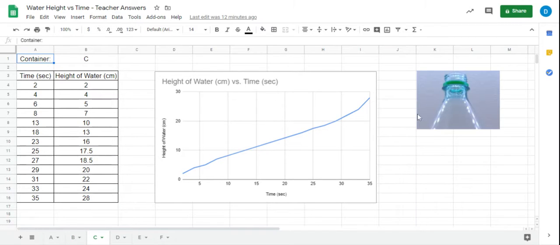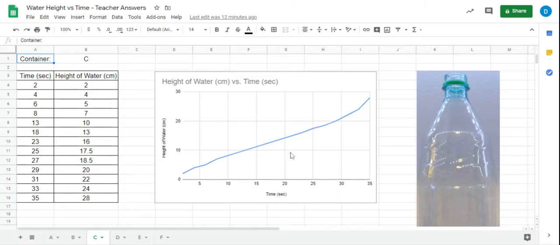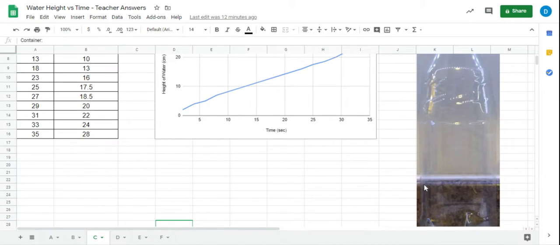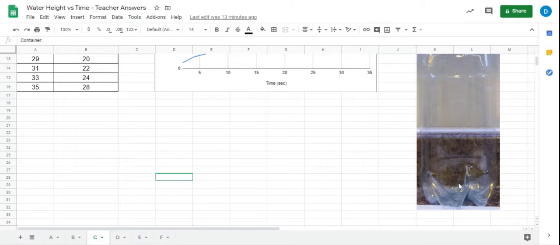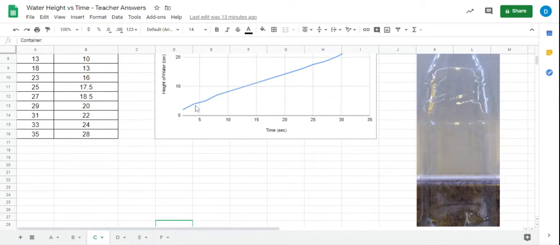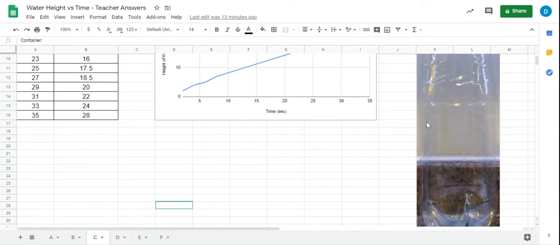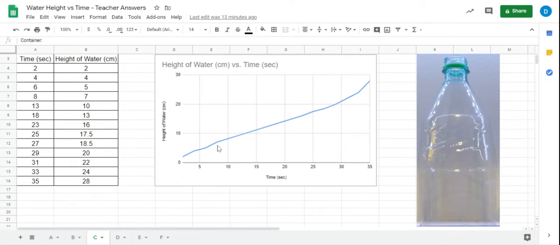Container C, this was our water bottle. And similarly, once again, notice that for the most part, it's pretty straight. And that's because most of our water bottle is pretty straight. There's no change in the width. It's just like a cylinder. So at the bottom, we have the bumps for the bottom of the water bottle. And we can kind of see the graph isn't quite straight there, so that's probably related to the shape of the bottom. This part's basically a smooth cylinder, just like our container A, so we get a nice smooth fill line at that point.